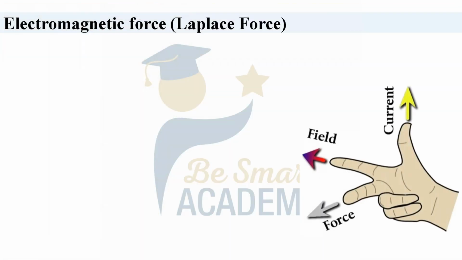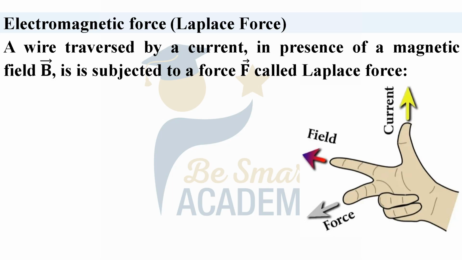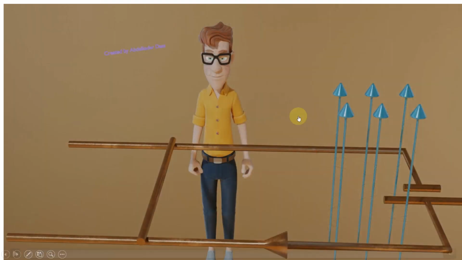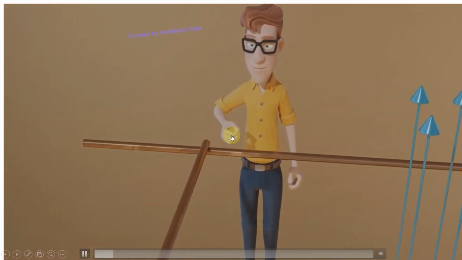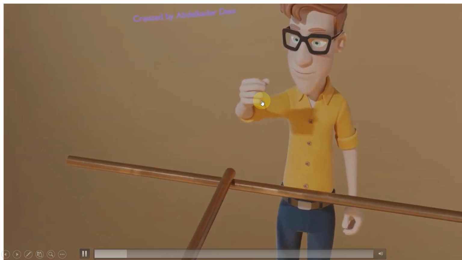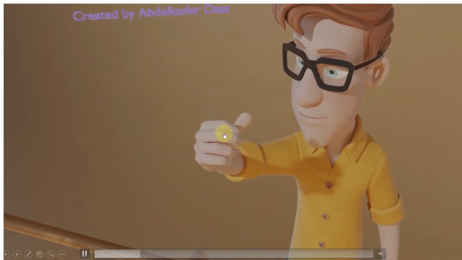Electromagnetic force. A wire traversed by an electric current, in the presence of a magnetic field B, is subjected to a force F called Laplace force. This Laplace force can also be determined by using the three fingers right hand rule. The first finger gives the direction of the current, the second finger gives the direction of the magnetic field, and the third finger gives the direction of the force. Again, look at this video in order to know how to draw this force. So the first finger is for the electric current, the second finger is for the magnetic field, and the third is by default for the force.